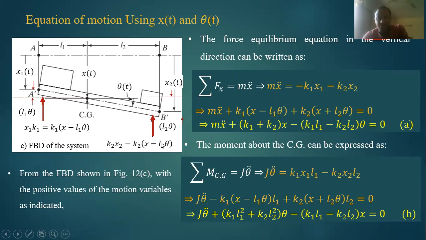So we have the general equation of motion, the summation of force in the x direction, which is m x double dot equals minus k1 x1 minus k2 x2.